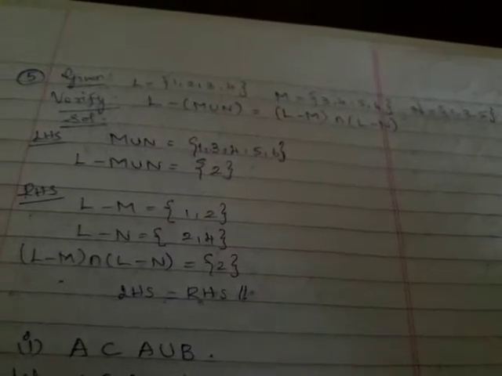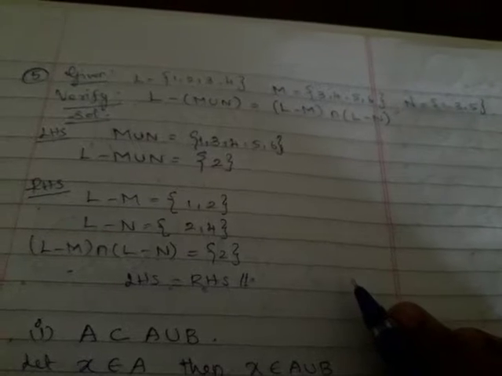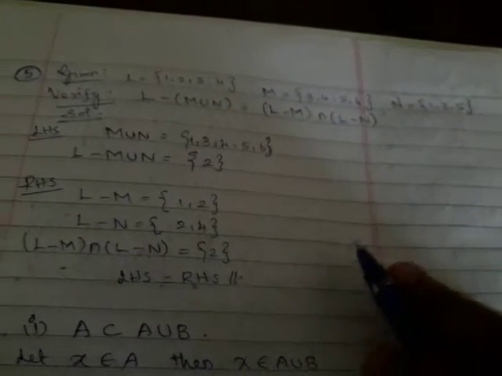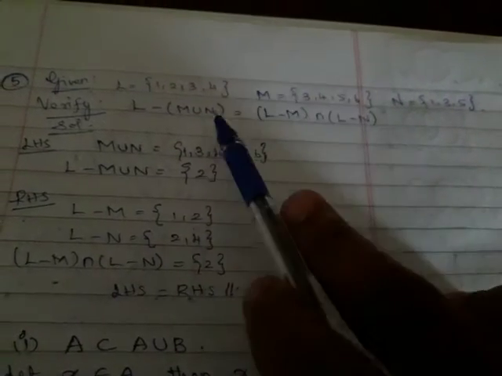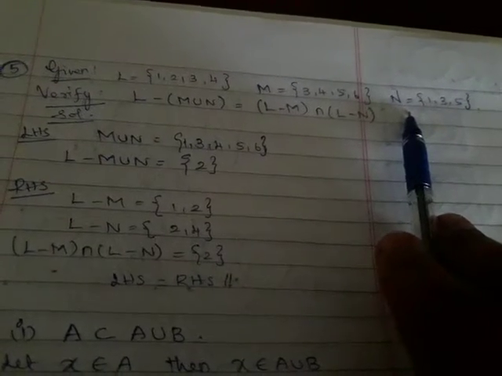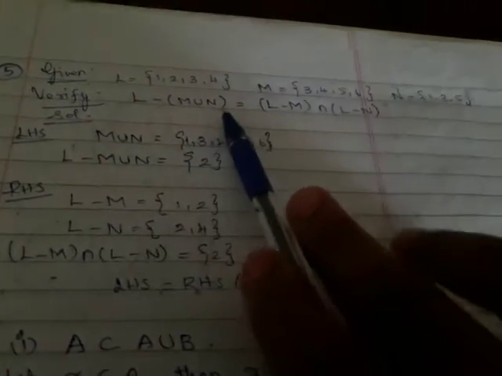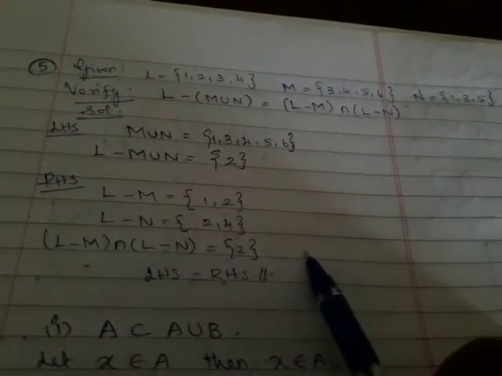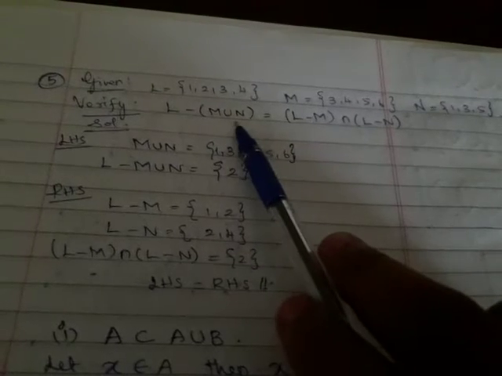Now let us see how we can solve the fifth problem. Fifth problem is very easy, just a numerical problem. They asked you to verify two things. All the three sets are given. First find what is M union N. Whenever they have given the numerical values, you don't want to confuse yourself. Just take the left hand side, find the values, then take the right hand side, find the values and check whether you are getting the same answer. Now what is M union N?